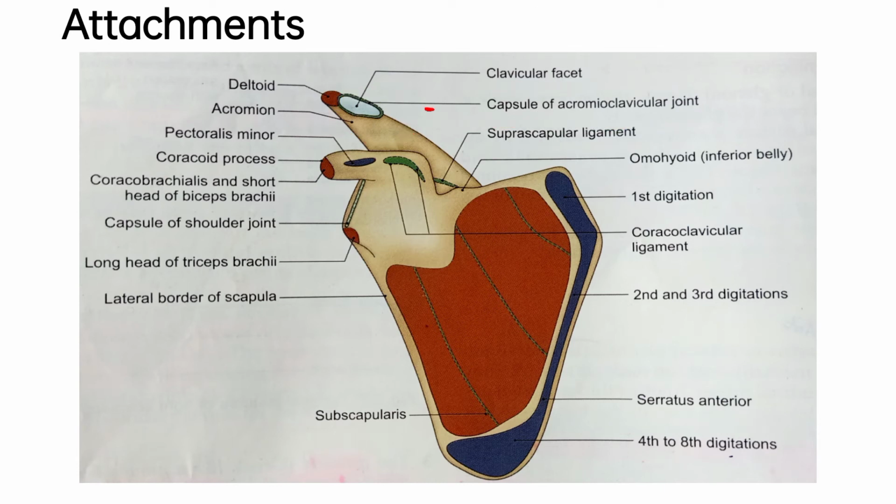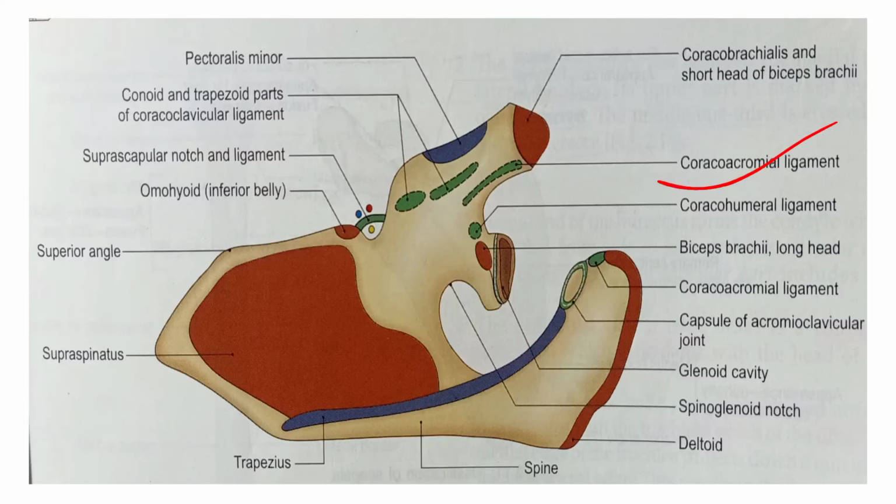The coracoacromial ligament is attached to the lateral border of the coracoid process to the medial surface of the tip of acromion process. Now coracoacromial ligament. Coracoacromial ligament is coracoid and acromion. So this over here is the coracoacromial ligament. Alright. Moving further to coracohumeral ligament. This over here is coracohumeral ligament.